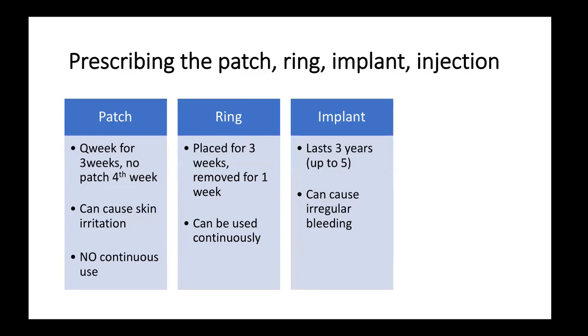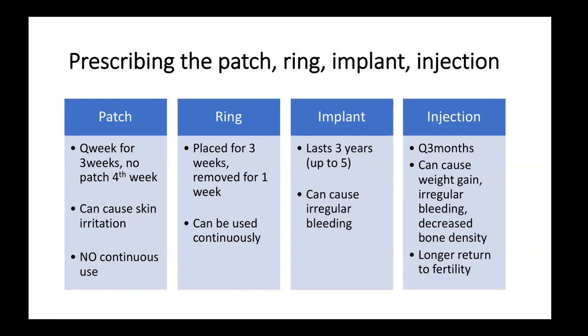And then there's the implant, which is the rod that goes in the arm. This can last up to 3 years. This can last 3 years officially, but some research is showing that it can be effective for up to 5 years as well. One of the side effects that can come up with this is that it can cause irregular bleeding. That's it for the implant.